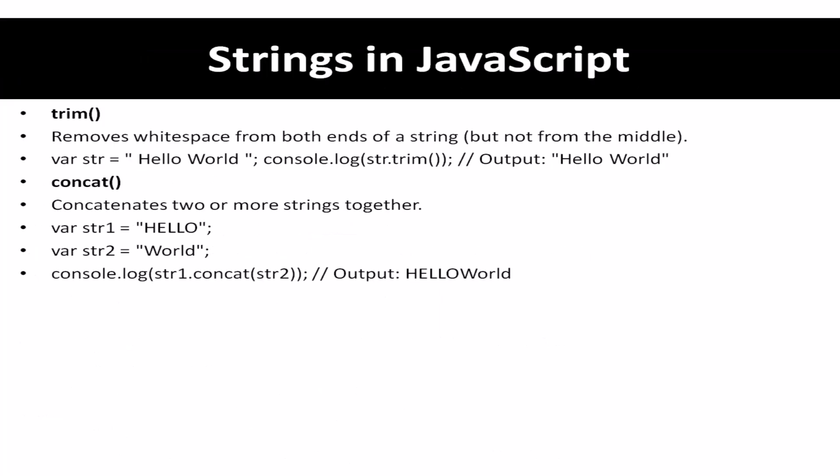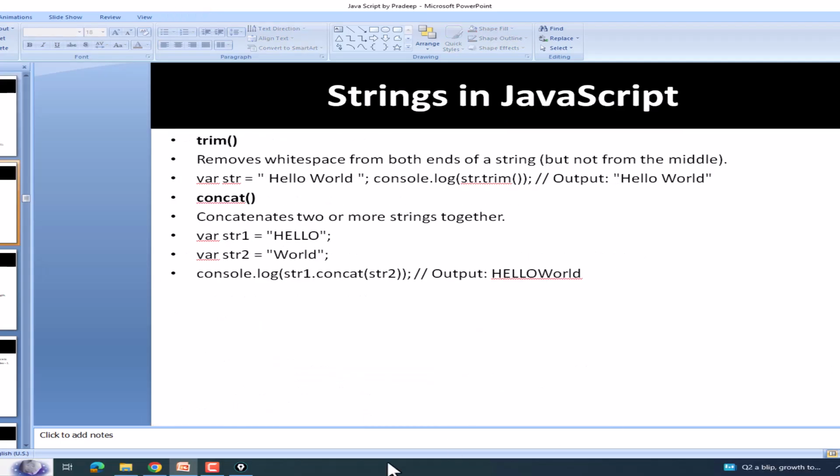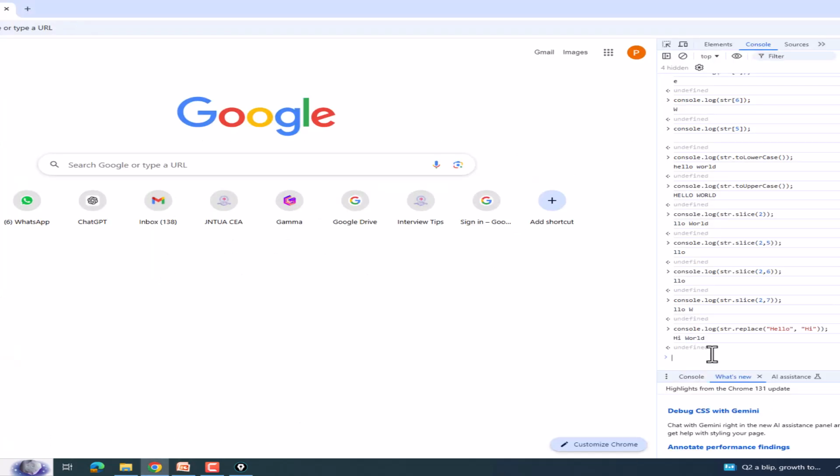Next, trim. If there are any spaces, it will trim them. So already we have defined str1 and str2. Now I am just going to specify console.log trim. Already we have given a str which is hello world. So now I am just going to type the str with trim. Now it has shown the output. So now we have given a console.log, this one.